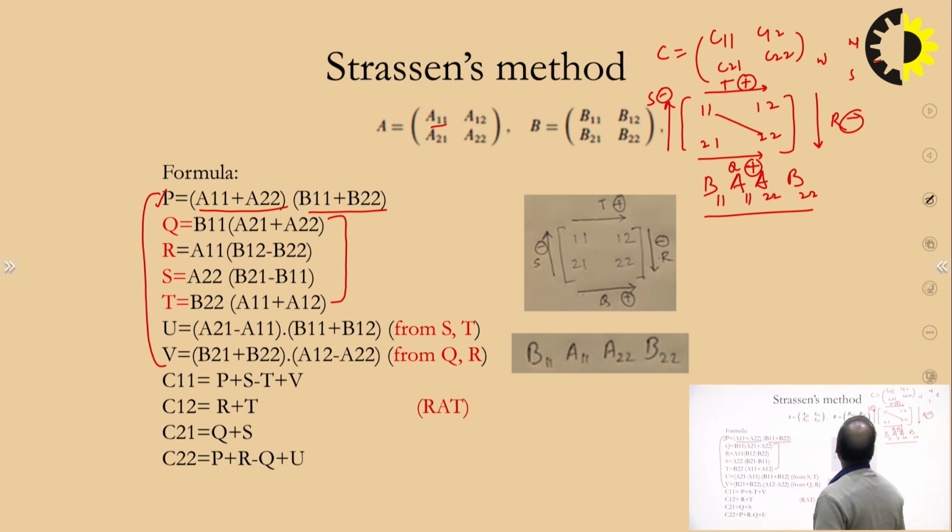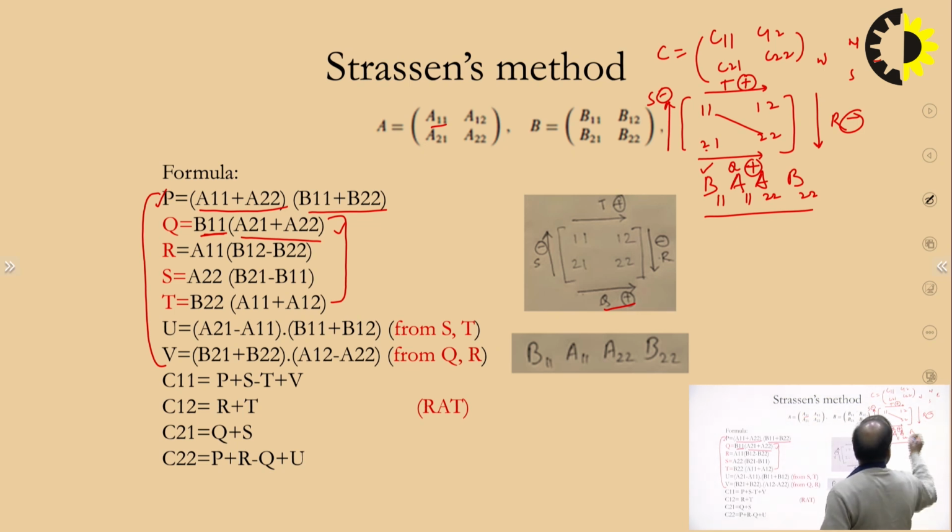So how to get Q? Look here. We'll take the help of Bob. For Q, it is on the positive side. First, if you take B11, the inside should be opposite. We have taken B11, so inside should be opposite. And what is Q? This is 21, 22, so A21 plus A22. This is correct. This is Q in the construction.